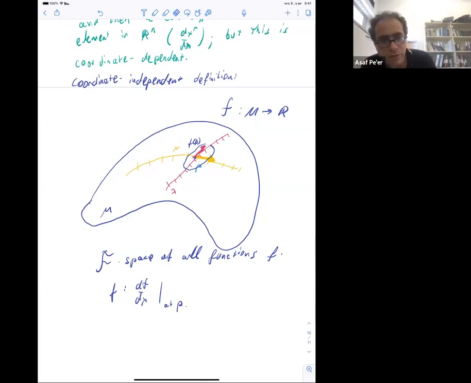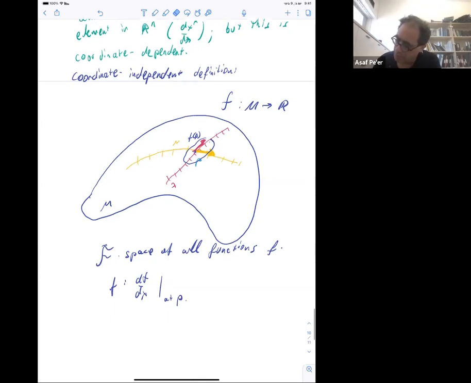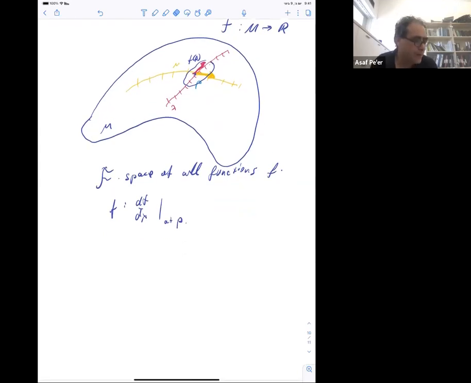So the curve is really defining an operation at the point P, which is done in a coordinate independent way. Let's see if I give the right explanation here. Okay. Now the claim is that the tangent space TP is identified with the space of directional derivative operators along all the curves through P.